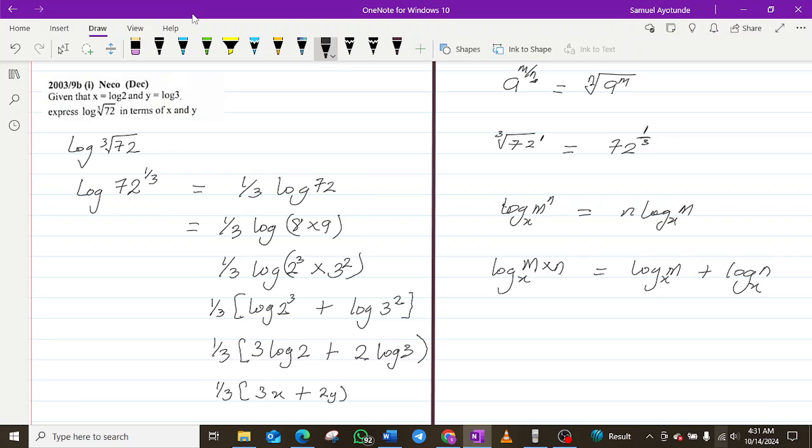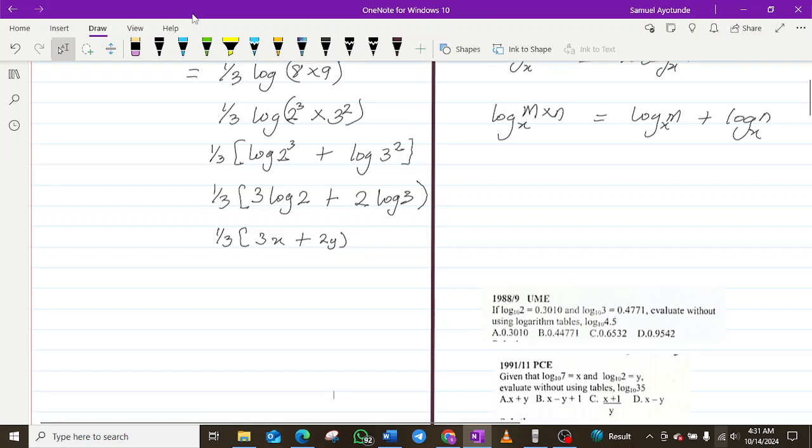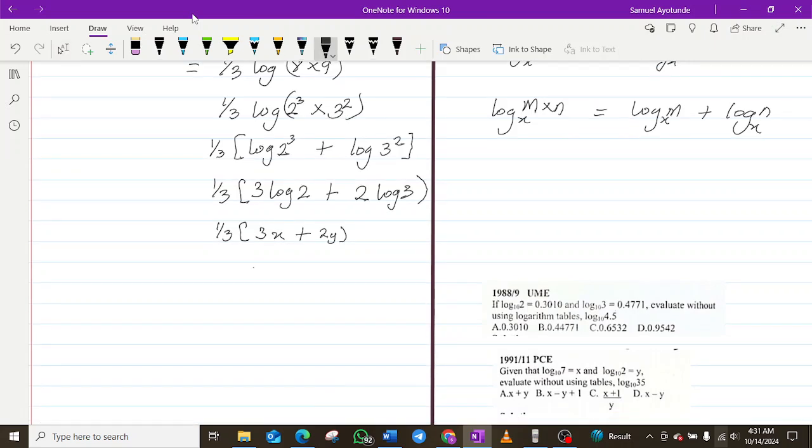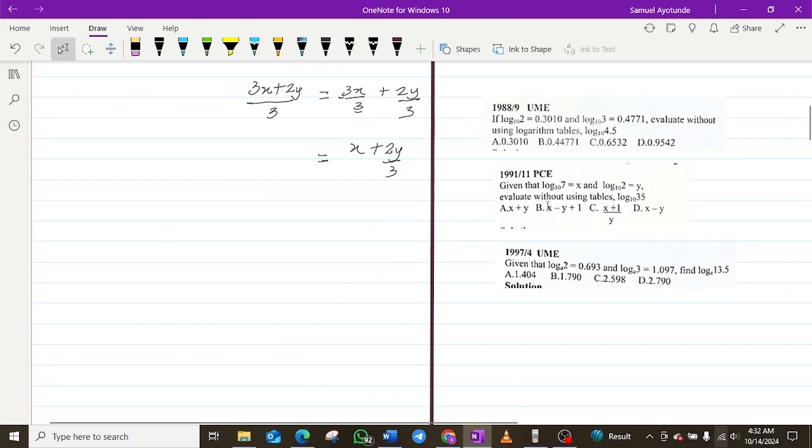So this is what we have, and we can simplify the answer further as 3x plus 2y all divided by 3, which can also be 3x over 3 plus 2y over 3. So if we simplify this, we have x plus 2y over 3. Expressing your answer as either of these three will be absolutely correct. So that is the first example. We'll move ahead to the second.